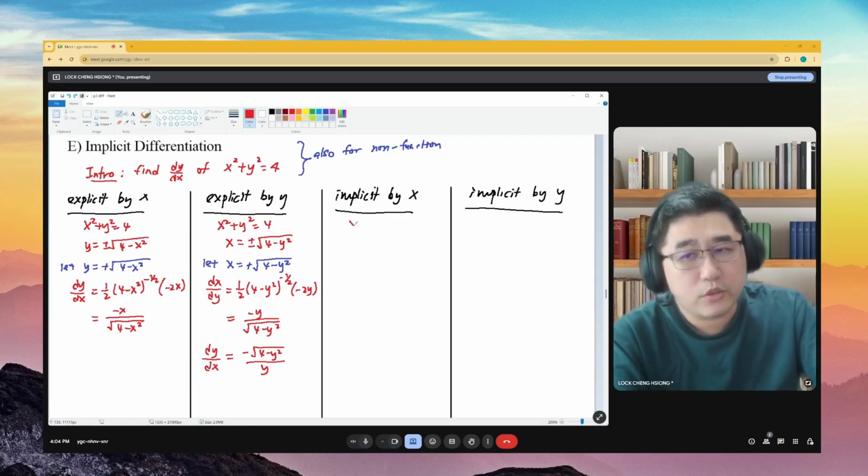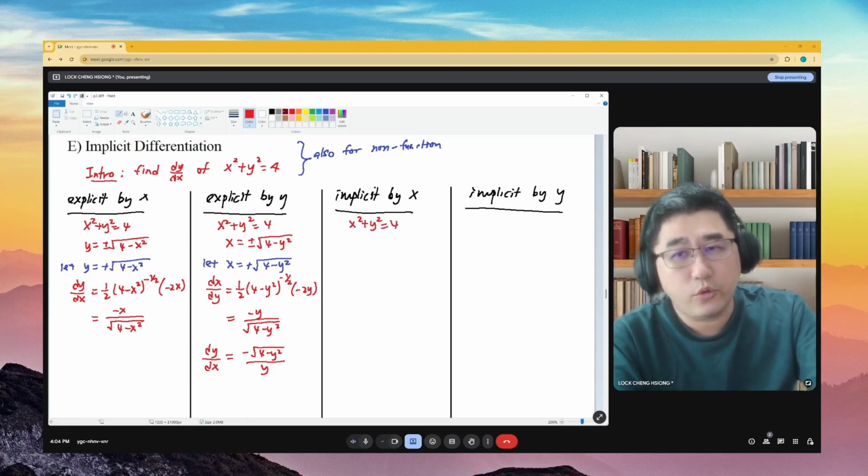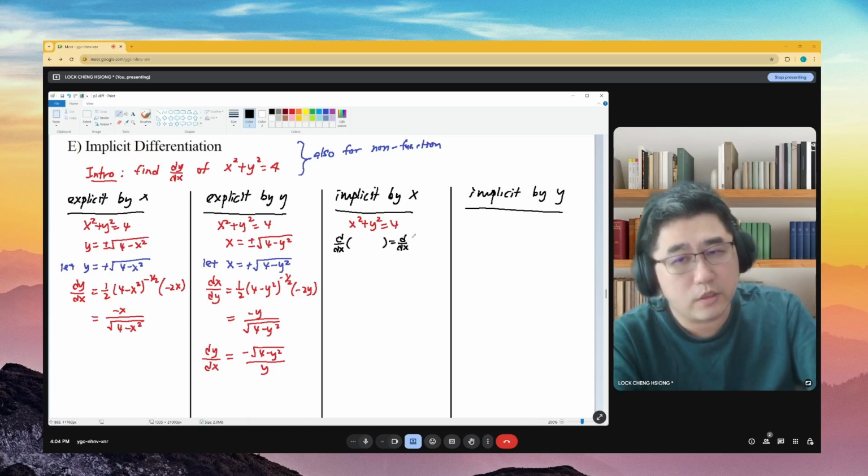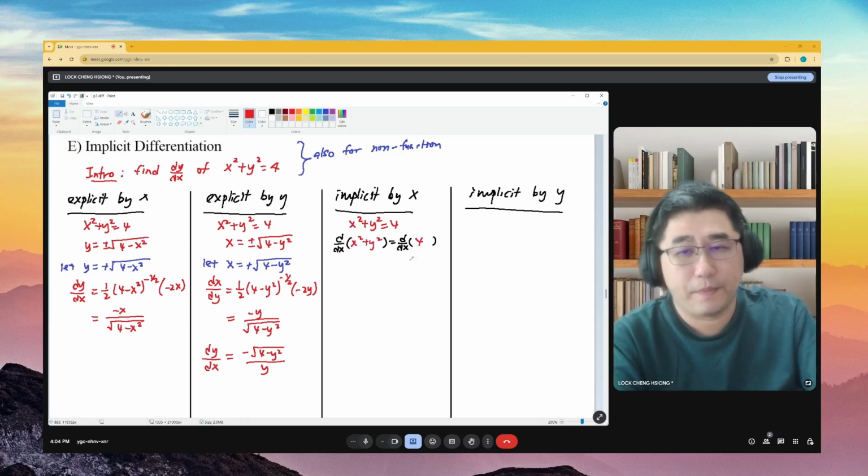So same question, x squared plus y squared equals 4. What I'm going to do is differentiate both sides. I'm going to do d/dx on both sides. So I will have x squared plus y squared, and I have a 4 here.